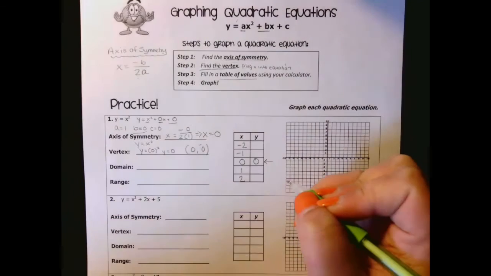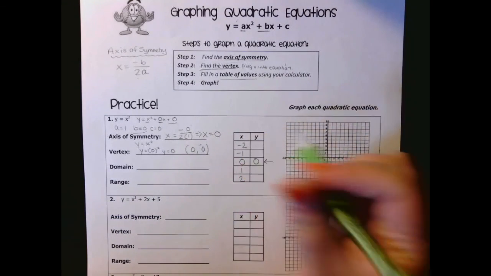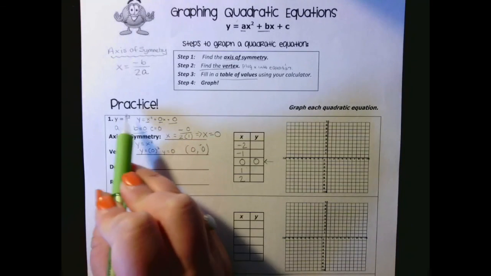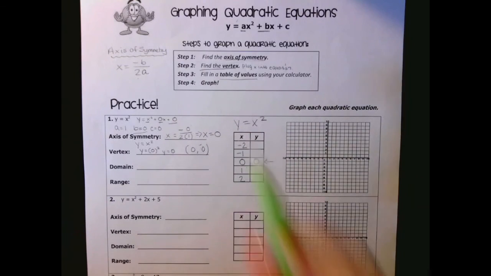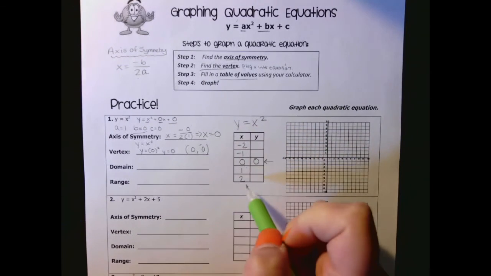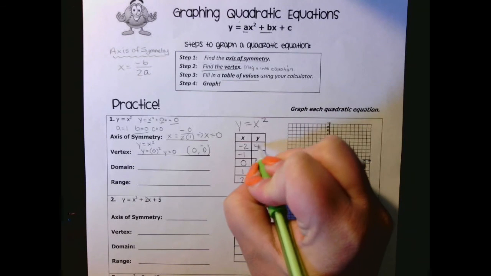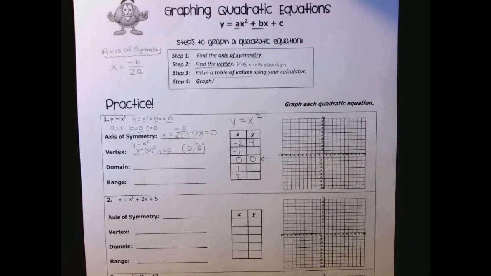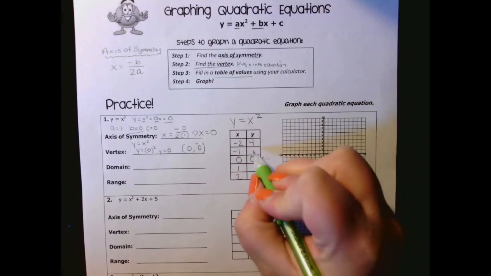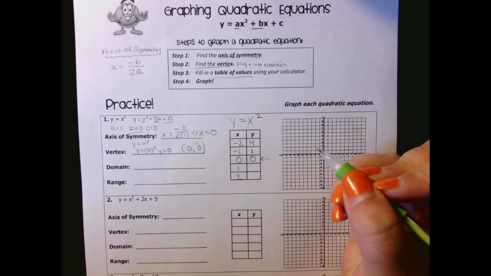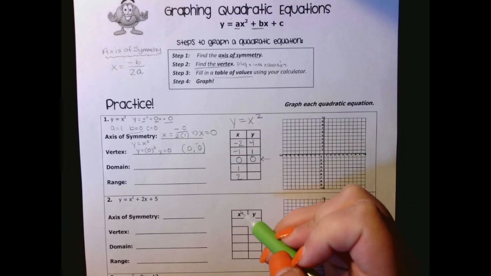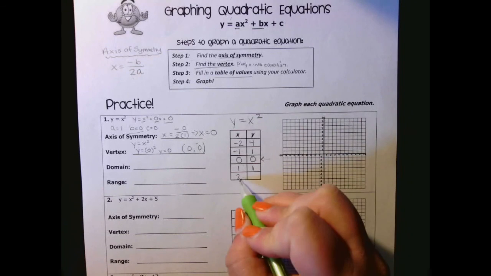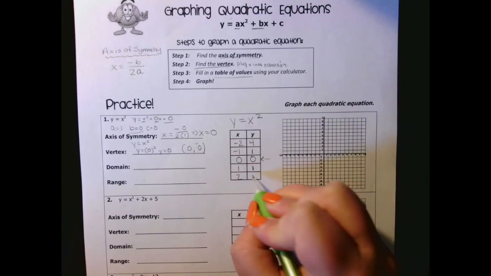Now I'm just going to take each of these values, plug them into my equation. Y equals x squared. So I'm going to plug negative 2 in for x. Negative 2 squared is 4, so my y value would be 4. Negative 1 squared is going to be positive 1, so my y value here is going to be 1. And I already have that vertex, so I'm going to go on to 1, plugging 1 in. 1 squared is going to give me 1 for my y, and then 2 squared is going to give me 4.